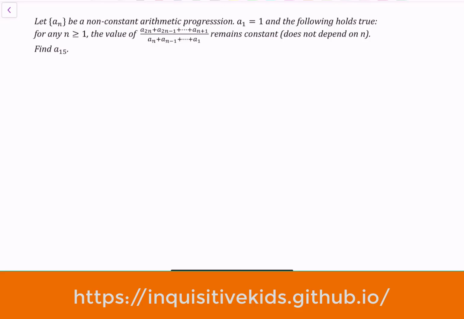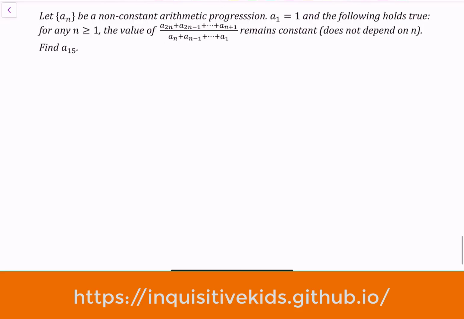Find a sub 15. Since the value of this fraction is a constant, we can give it a name. Let's call it c. Now it seems like the top and the bottom is basically just a1 all the way added up to a sub 2n split into two parts. The first part is from a sub 1 to a sub n. The second part is from a sub n plus 1 to a sub 2n.